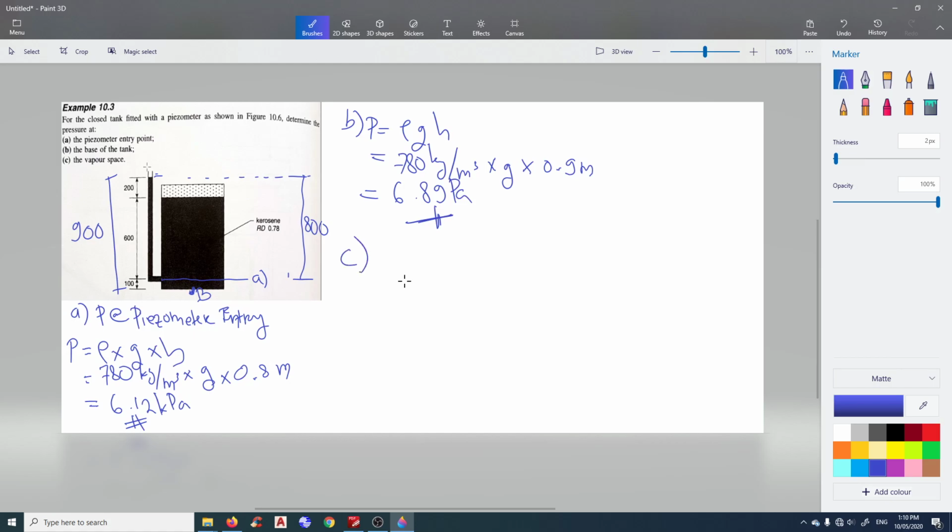Now question C. Well, what about the vapor space there? Well, the vapor space here is 200. Do the same thing again. So 780 kilogram per cubic meter times gravity times 0.2 meter. So P is 1.53 kPa.